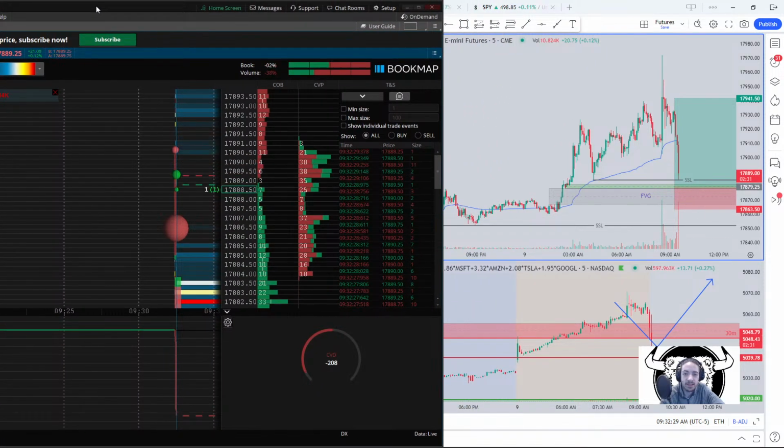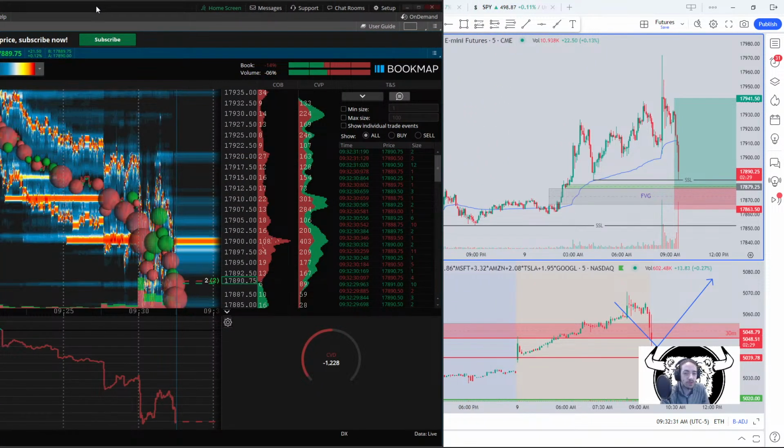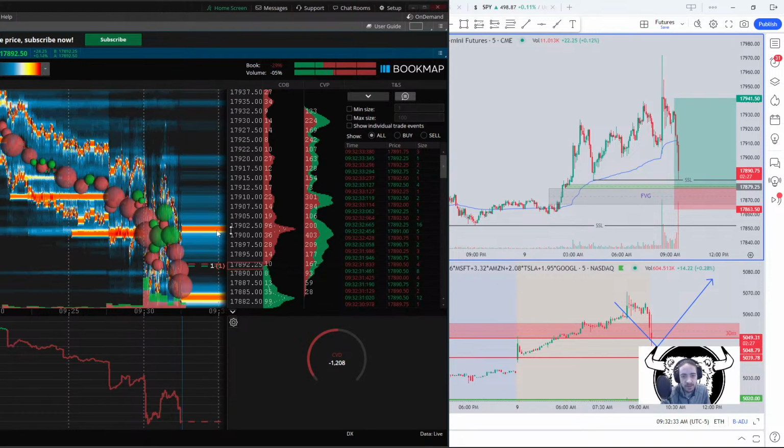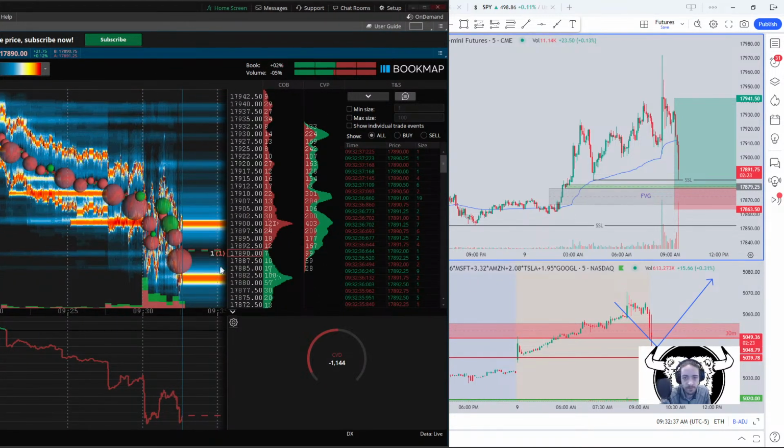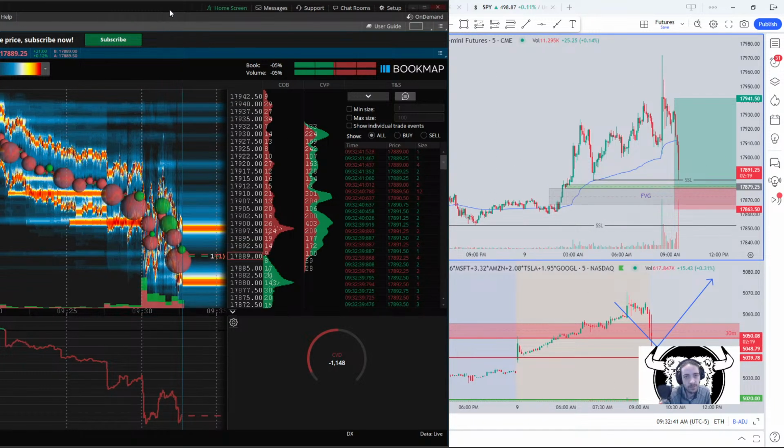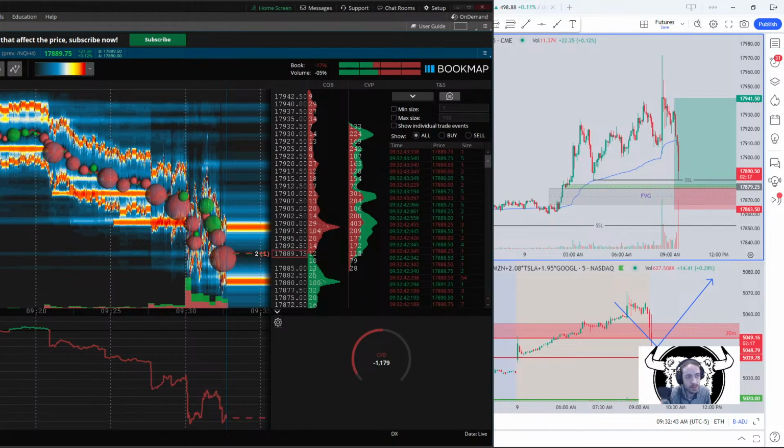Alright, there's that sell side liquidity level. We're hitting it. I want us below that.